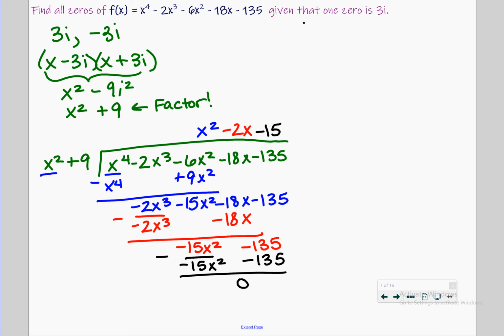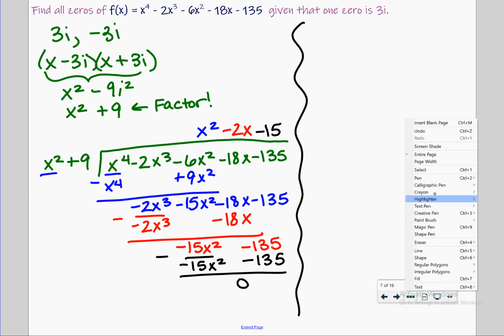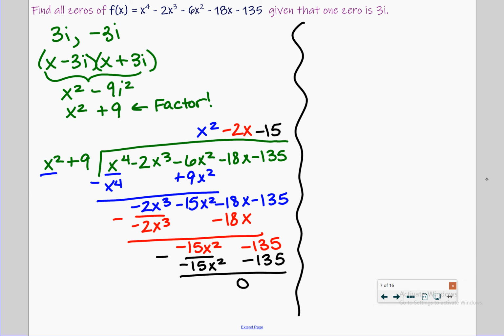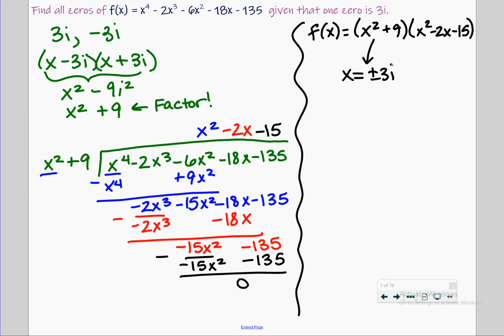Okay, this problem said find all the zeros. So here is what we have done. We have factored our original function into two factors, x squared plus 9, what we divided in, and x squared minus 2x minus 15, our quotient that we got out. X squared plus 9, you can set it equal to 0 and solve if you want to, but we don't need to because we know the solutions from it are plus and minus 3i. We use the solutions to create that quadratic, so don't waste your time trying to solve it.